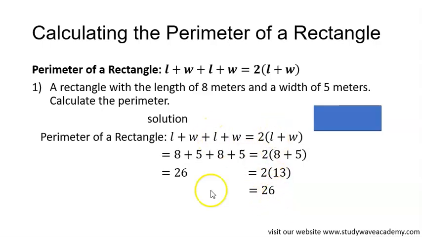So you can see we still arrived at the same answer. Either way you use, you are going to arrive at the same answer, okay? Do you understand? You use this method, you arrive at this answer. You use this method, you arrive at this answer. You can see the answers are the same, right? 26, 26. So the perimeter of the rectangle with a length of 8 meters and a width of 5 meters is 26. Okay? Do we understand? Good.